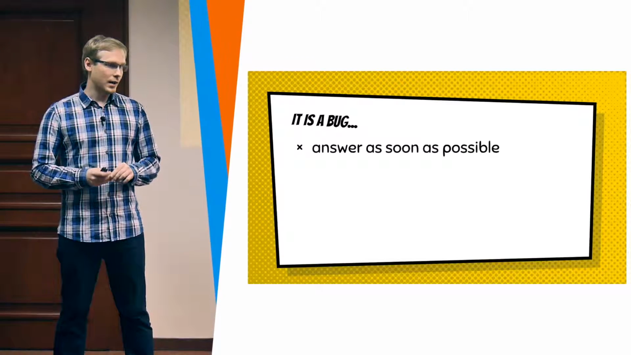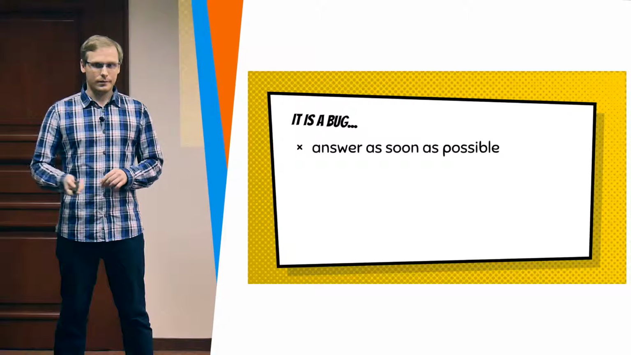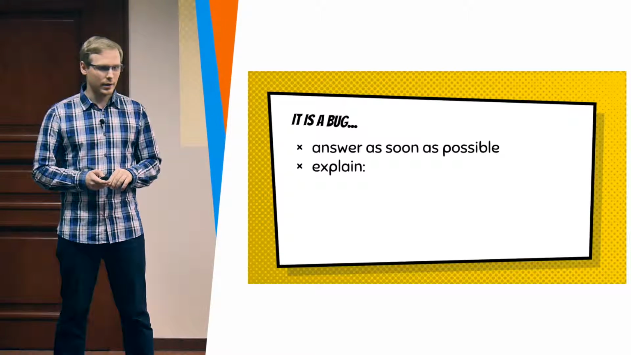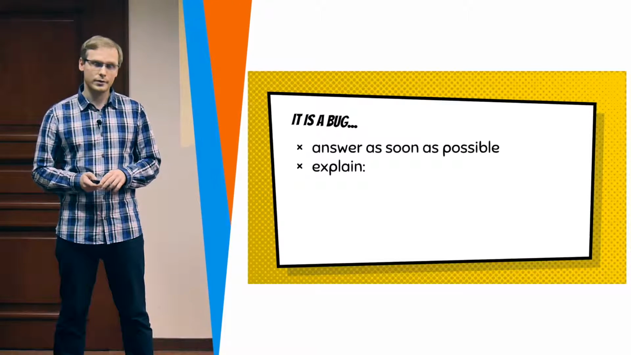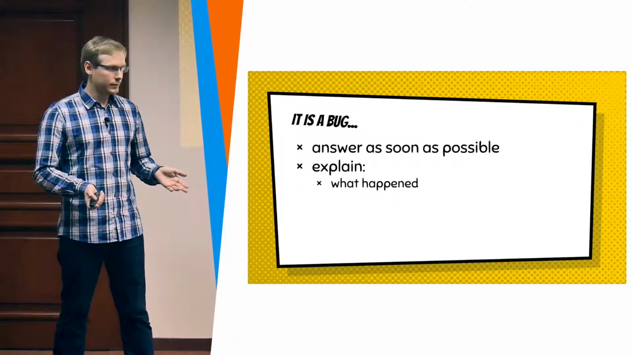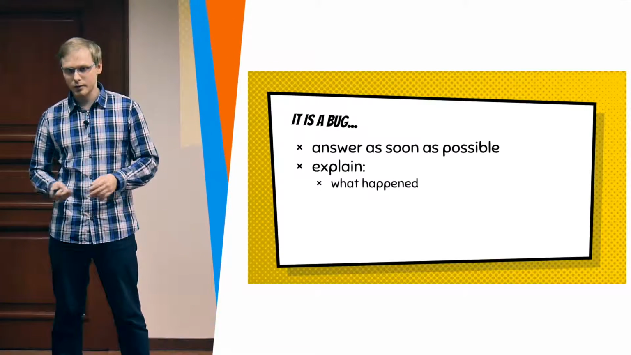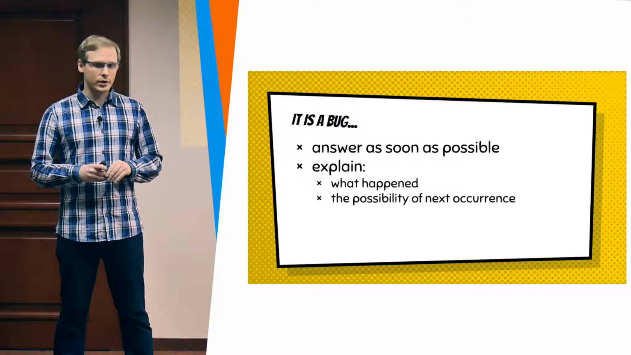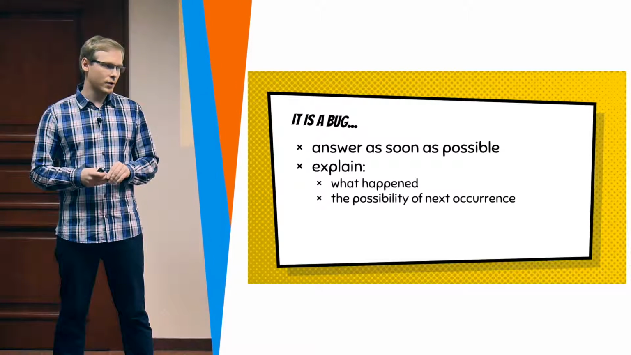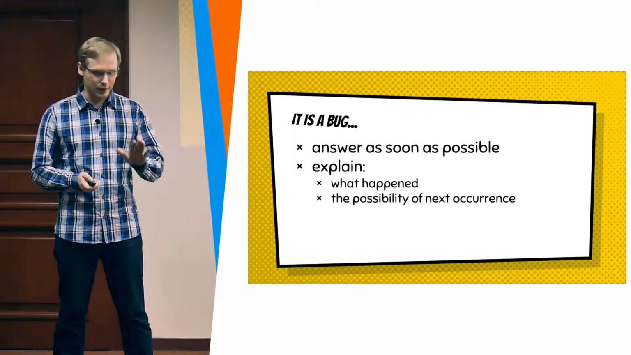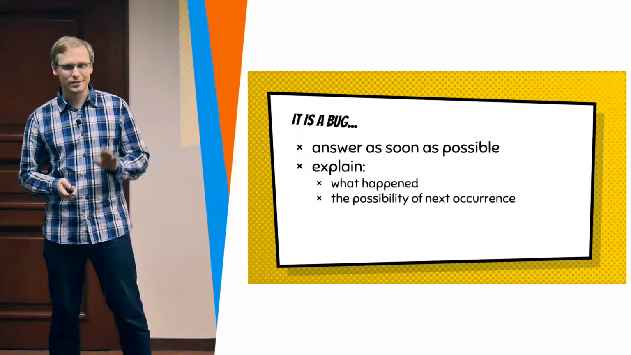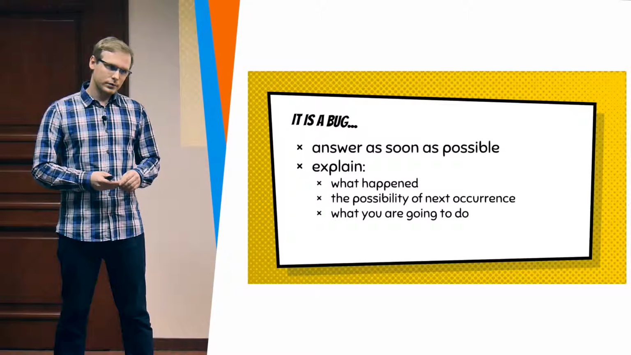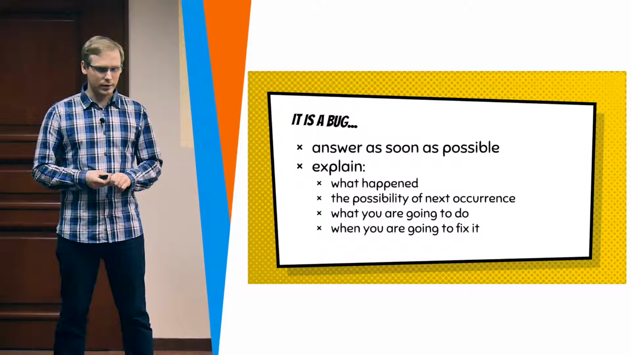So please answer as soon as possible. And this answer should actually be an explanation. And there will be 4 things, I believe 4 things, okay? So what happened? Okay, maybe this is not really important, so just explain it. The possibility of next occurrence. Maybe it was caused by a crawler. So we will see this all the time on the Honeybadger. But please hold your horses. Be okay with that. Explain what we are going to do and when we are going to fix it.